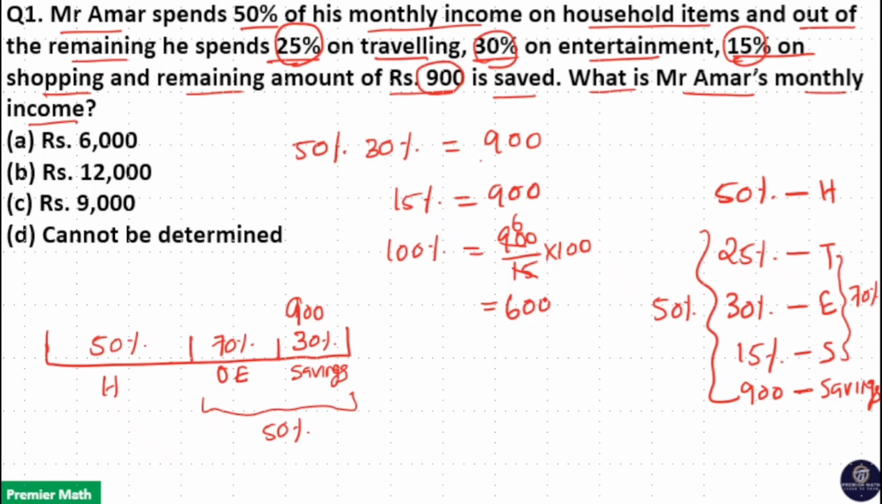So 6,000 is the monthly income here. If 15% is 900, then 100% is the total income. 100% is 6,000 rupees. So income is 6,000 rupees. Option A is your answer.